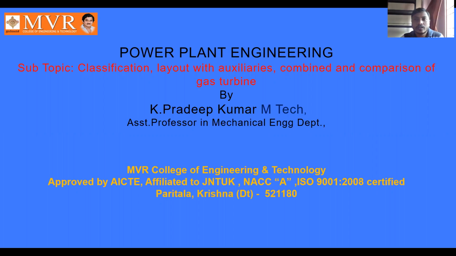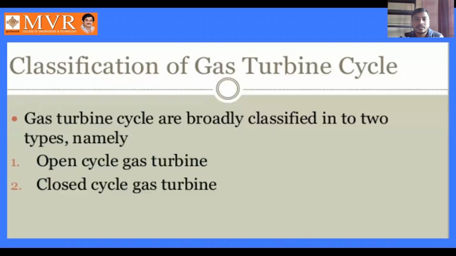Today's topic is the classification, layout with auxiliaries, combined cycles and comparison of gas turbines. Coming to the classification of gas turbines, gas turbines are broadly divided into two types: open cycle gas turbine and closed cycle gas turbine.